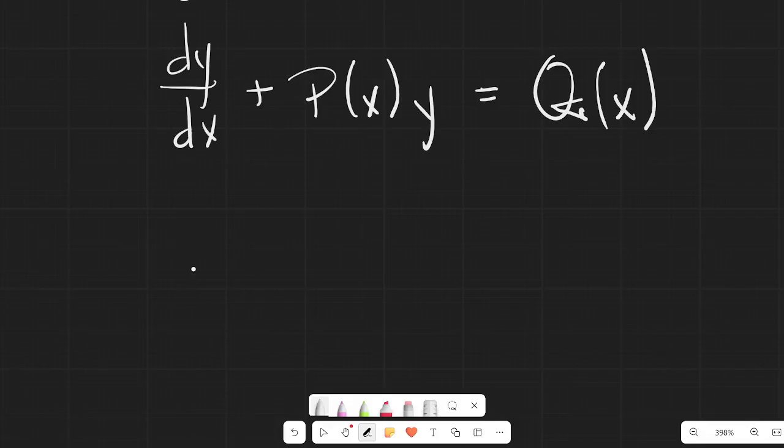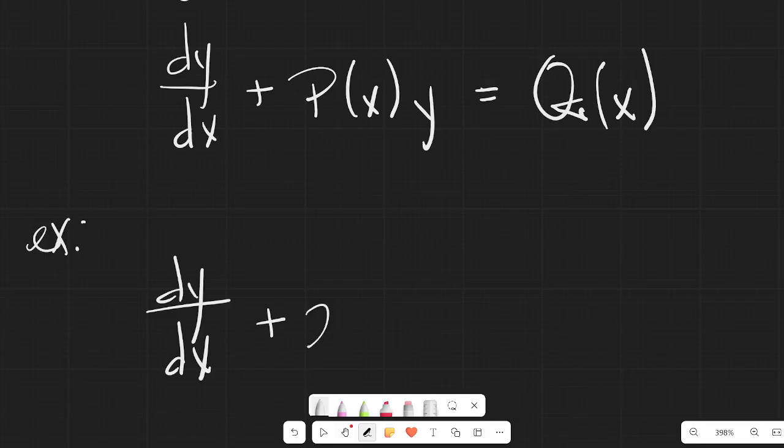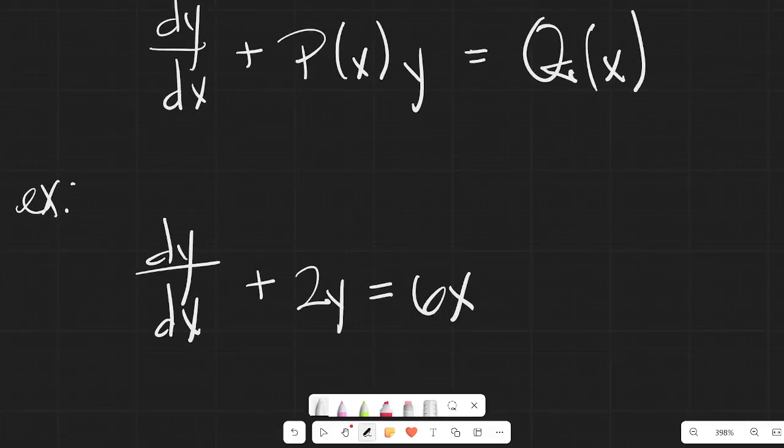So I will give the example: dy over dx plus 2 times y equals 6x. So we have the same form that we mentioned up here. Now we just identify p of x, and then we identify q of x.